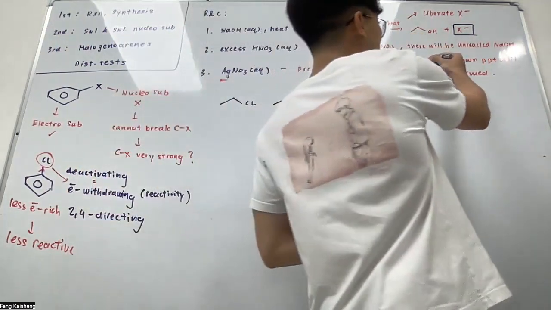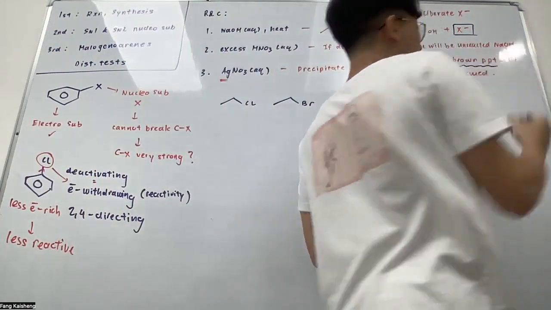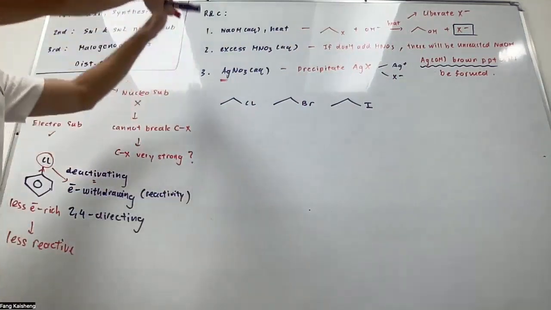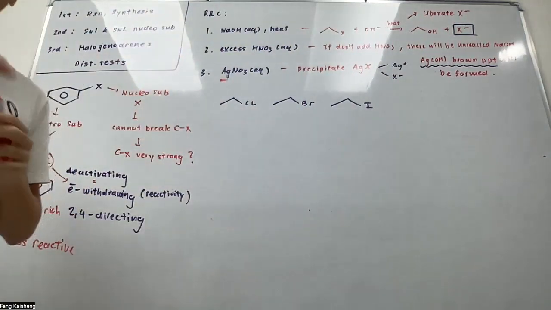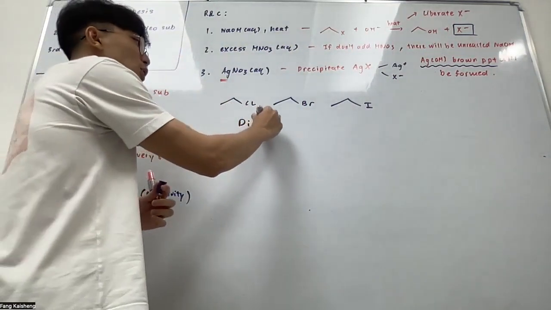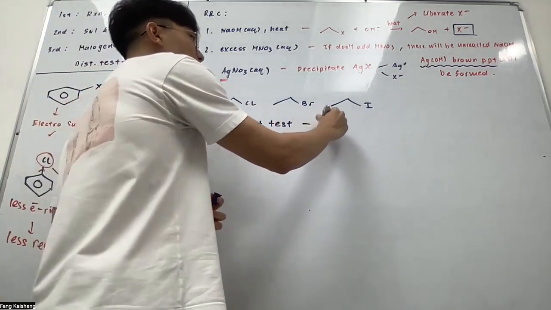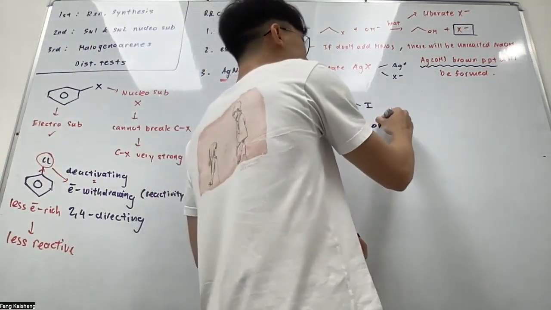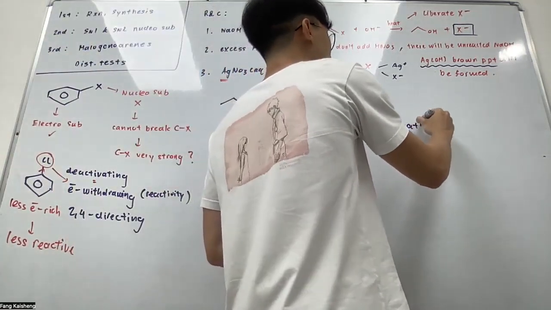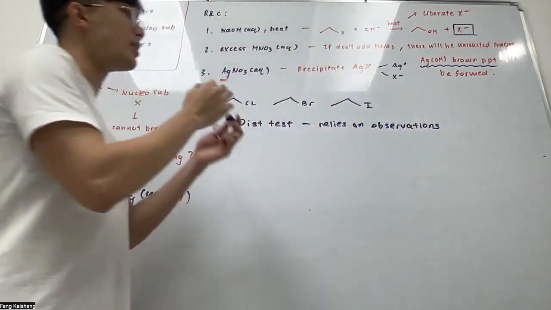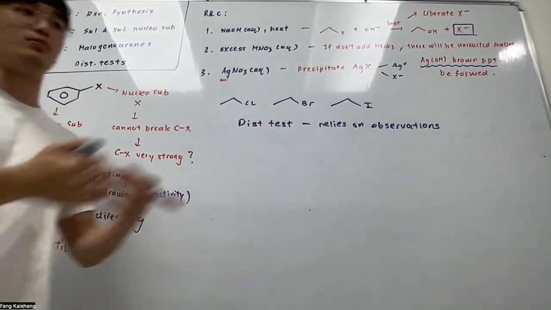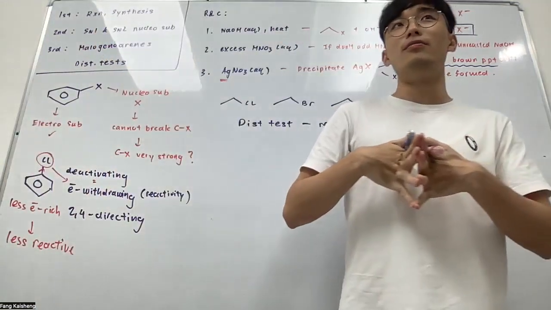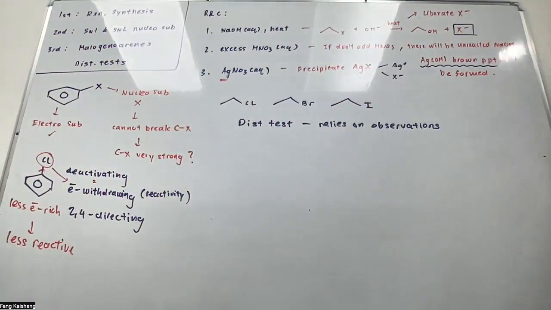Can you all see, right? What's the problem with this being formed? Can someone tell me? The whole thing is a distinguishing test. A distinguishing test relies on your observations, on your eyes. You need to use your eyes to literally distinguish. So what's the problem with forming AgOH brown precipitate? It will actually just ruin the whole thing.